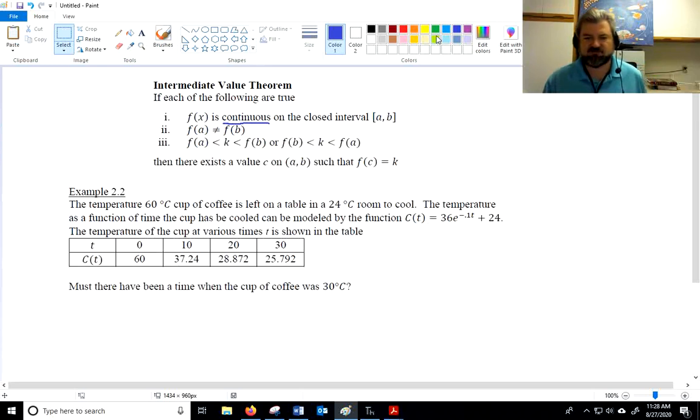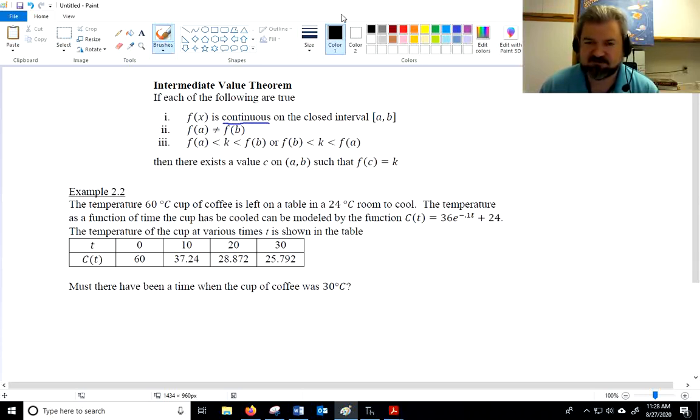All right, the temperature of a 60-degree Celsius cup of coffee is left on a table in a 24-degree Celsius room to cool. The temperature as a function of time the cup has been cooling can be modeled by the function c of t equals 36 times e to the negative 0.1t plus 24. The temperature of the cup at various times t is shown in the table. Must there have been a time when the cup of coffee was 30 degrees Celsius?